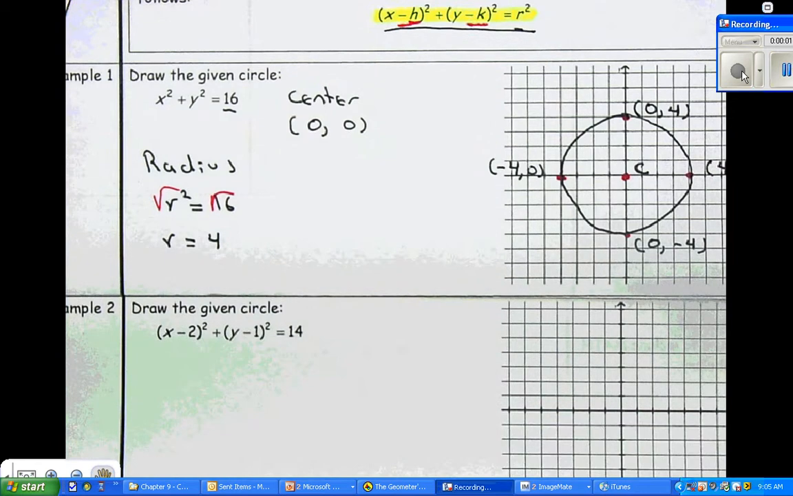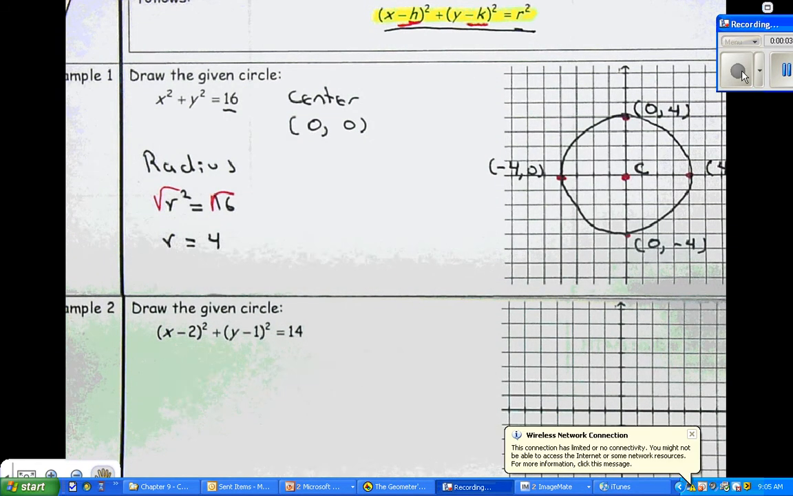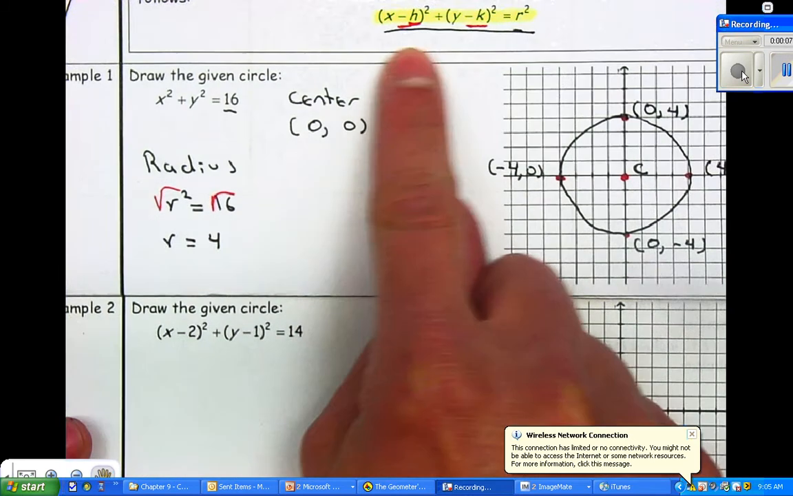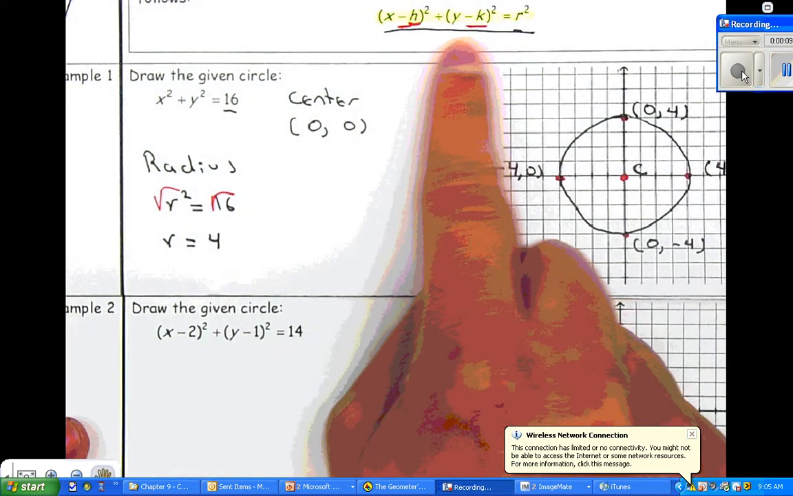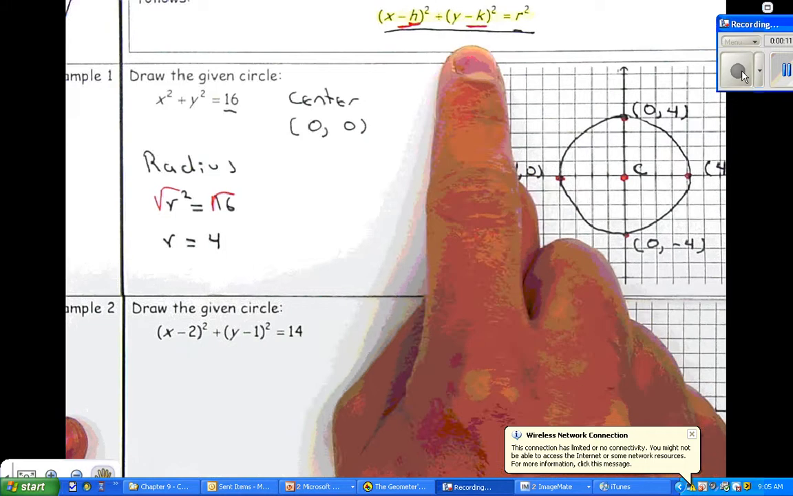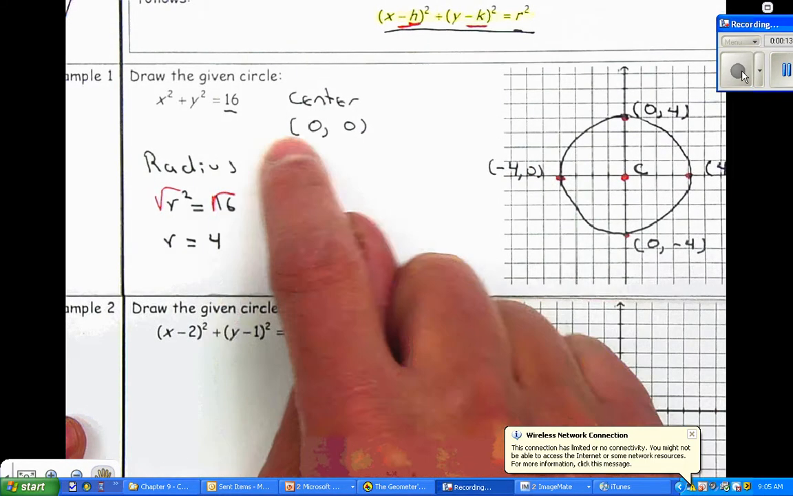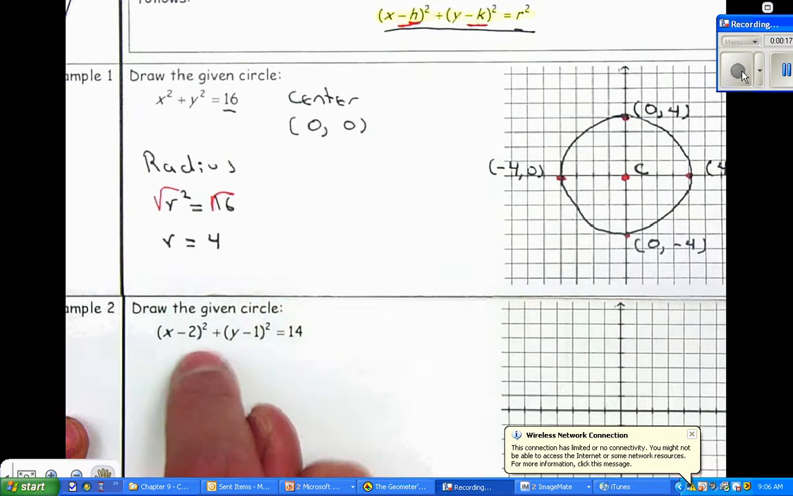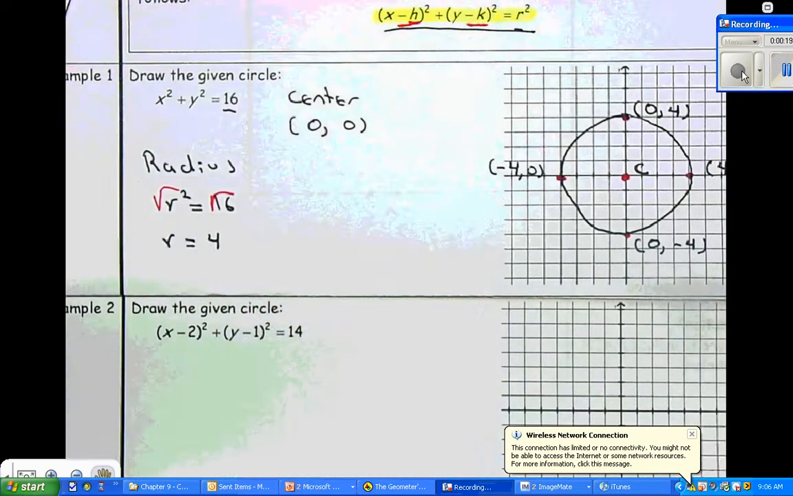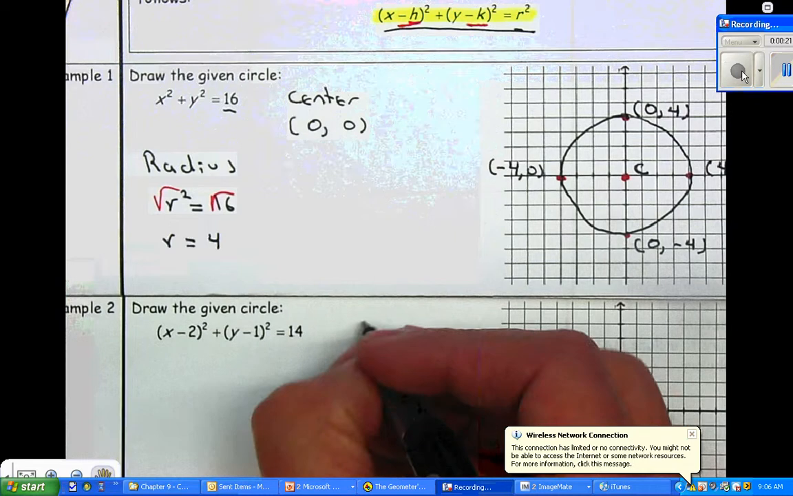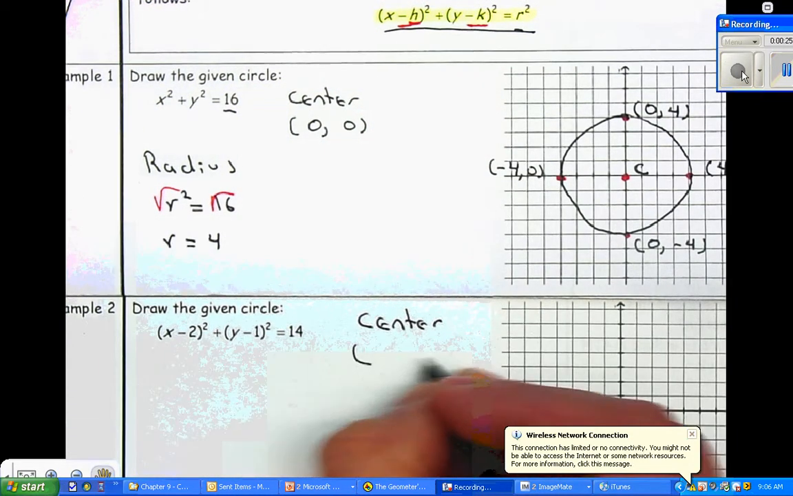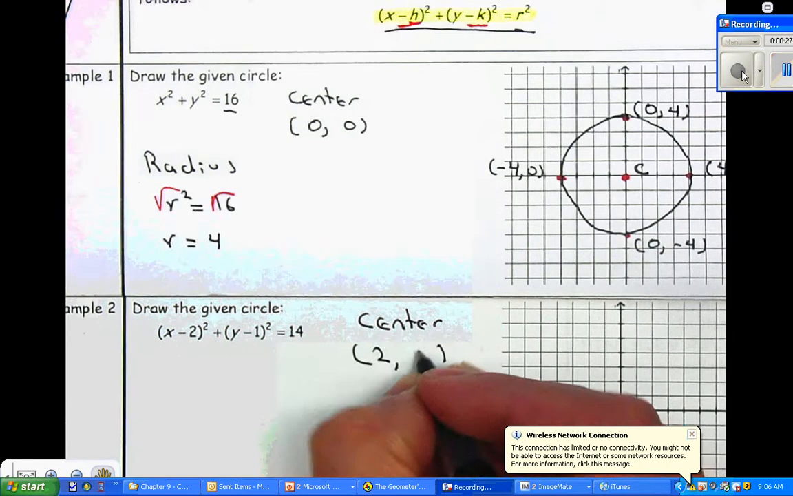Now let's continue with example number 2. On example number 2, they give us an equation of a circle. If you notice, it looks a lot more similar to the formula than the equation in number 1. On number 1, the center was 0, 0. In this case, the center will be h and k, which would be the opposite, 2, comma 1.